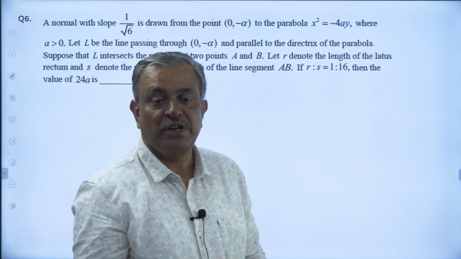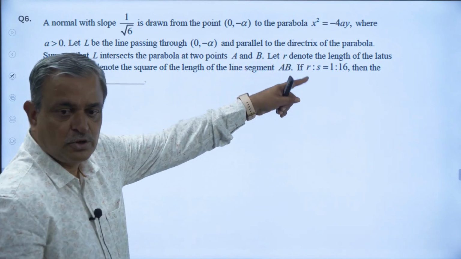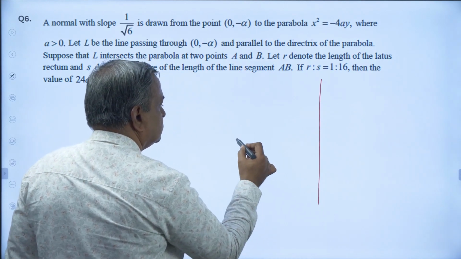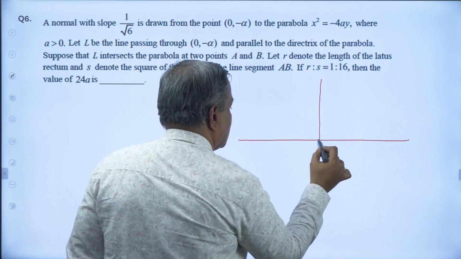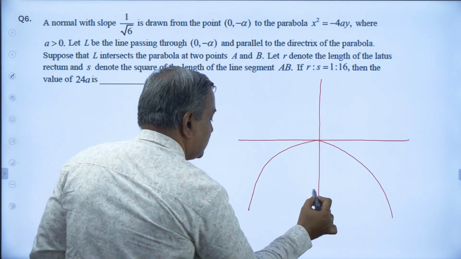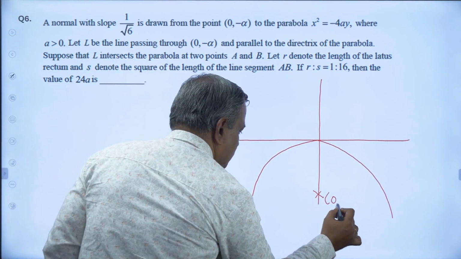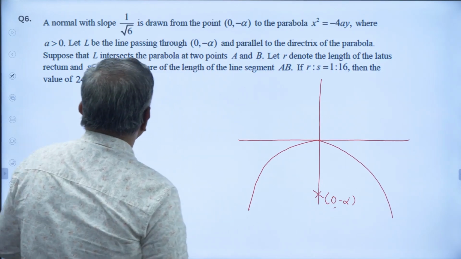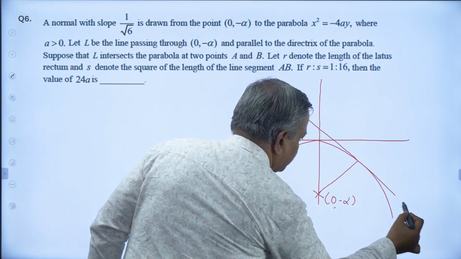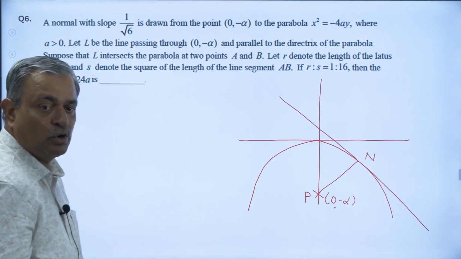Okay, this is question number 6. The normal with a slope 1 by root 6 is drawn from 0 comma minus alpha to the parabola x square is equal to minus 4ay. Write the information. This is a reverse parabola. This point is 0 comma minus alpha, and a normal is drawn from this. Name this point as some P, and PN is the normal. We wrote all the information.